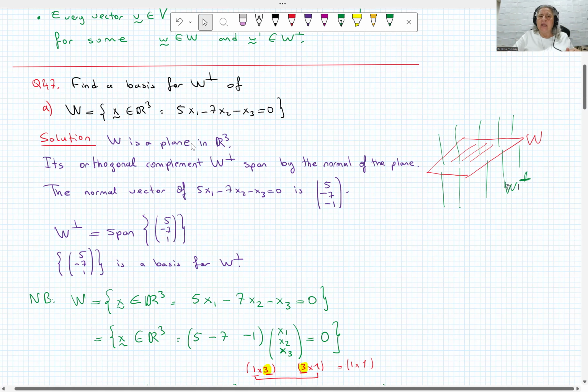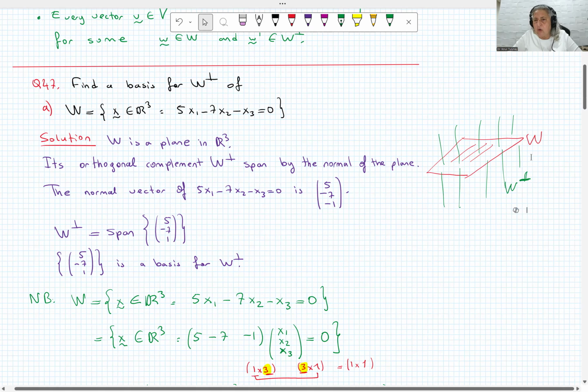So W is a plane in R3. The orthogonal complement is the normal. How we find the normal of a plane, as we know from last year, is just the coefficients of the equation that defines it. So the normal vector is (5, -7, -1). That means the orthogonal complement will be spanned by this normal vector. So that is the basis for the orthogonal complement. That is also the definition of it anyway. And everything in the normal, or multiples of the normal, is perpendicular to it. You have the perpendicularity, right? Everything here is a vector.